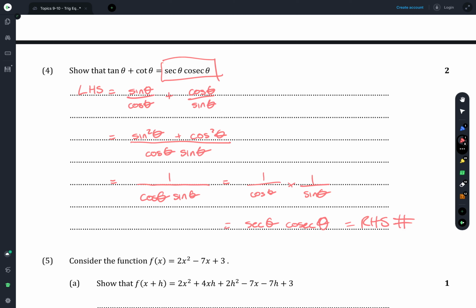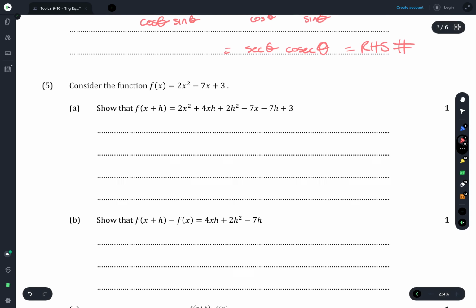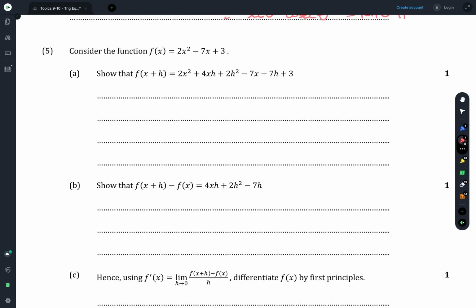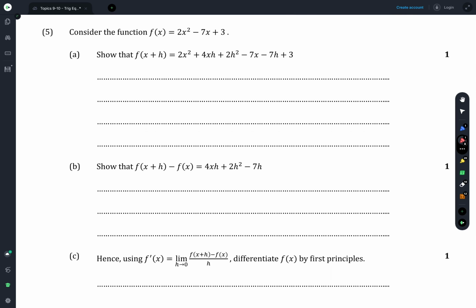So with these trig identity questions, remember you always want to start with one side, keep manipulating and moving around using the other trig identities you know until you get to the right side, and that answers your question. So that's it for the trig part of this quiz. We're now going to look at the calculus part of this quiz.